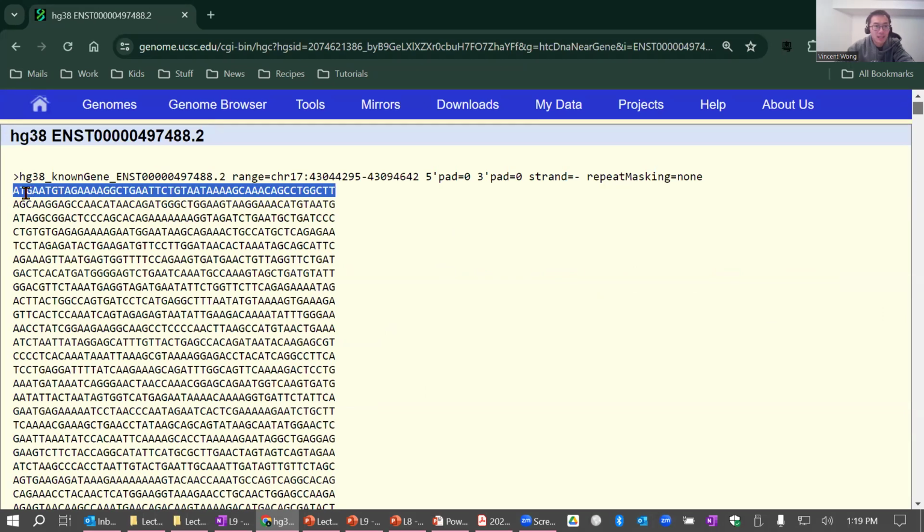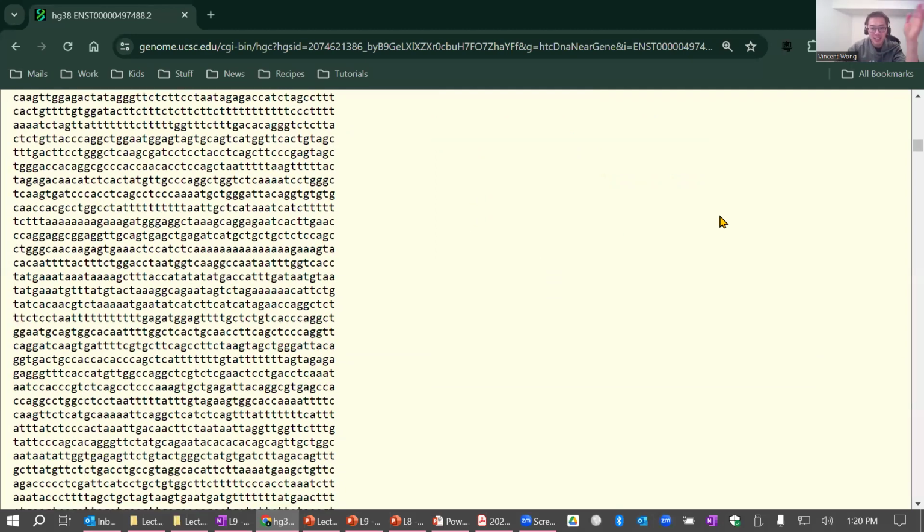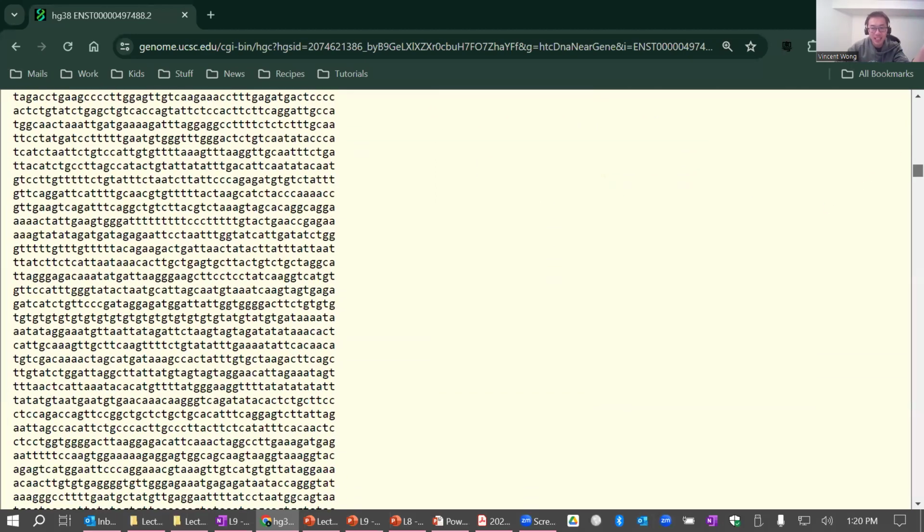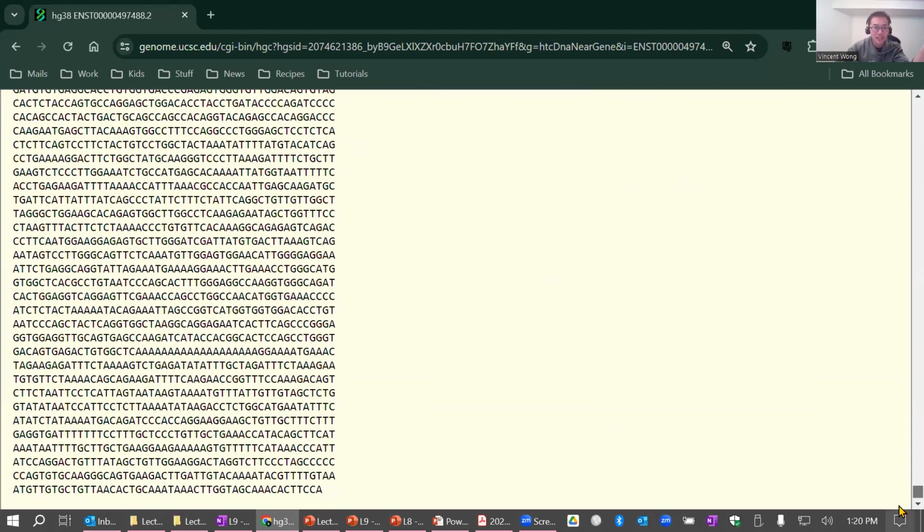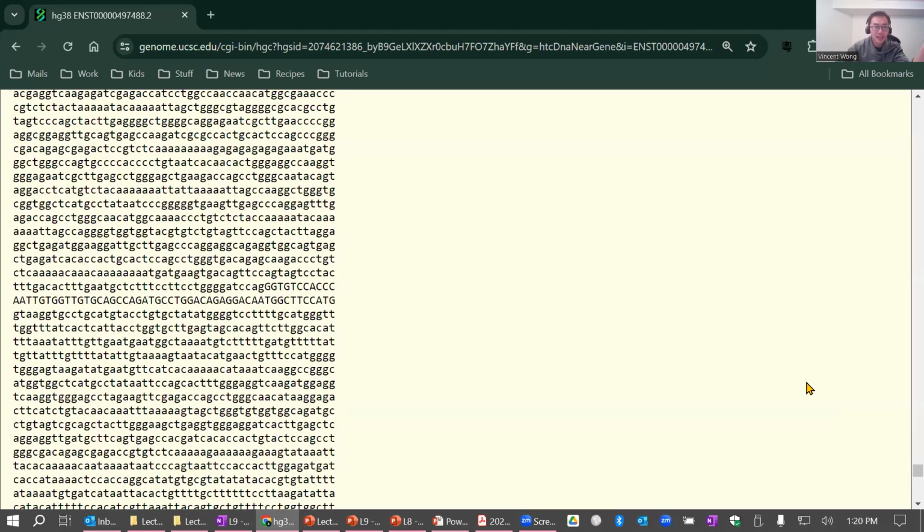It starts with, guess what? ATG. What's ATG when you do the transcription? AUG, and then it's Met, right? That's a start codon. You see? It starts with the start codon. Isn't that cool? And then it's just pages and pages of these ACTGs. It took so many years for them to figure out all of these.